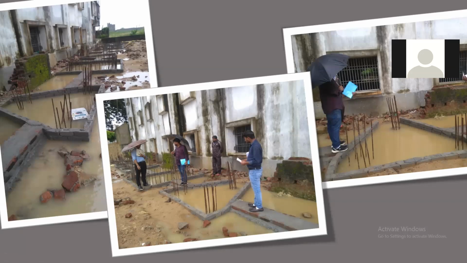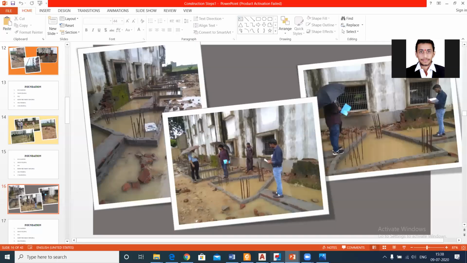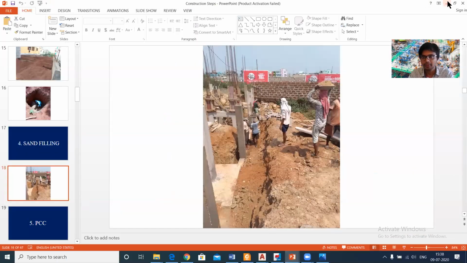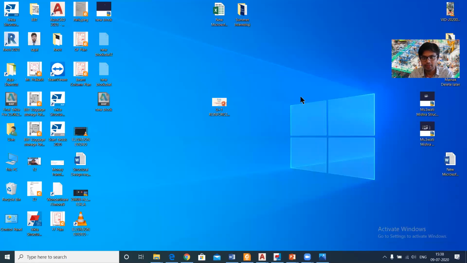So we have some answers here in the chat box. Let us just view those answers. We have, yeah, no reinforcement is used, only compression. Yeah, no reinforcement is used in PCC because it's only cement, sand and aggregate. So no reinforcement is used. This is correct.